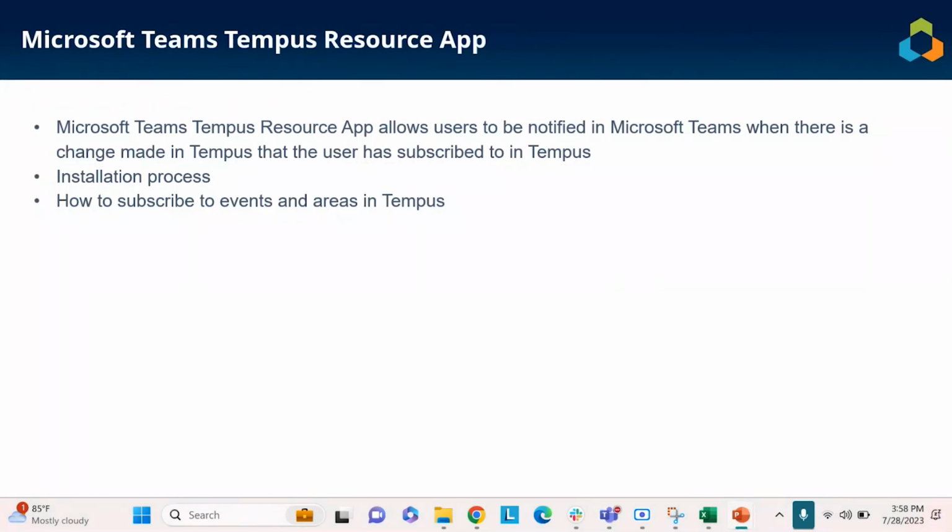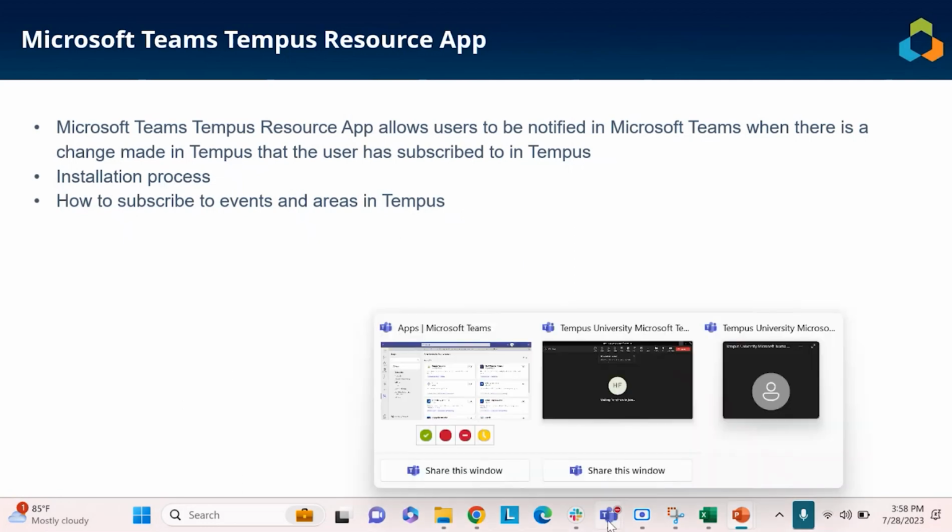And today we'll be talking about the Microsoft Teams Tempus resource app. This app will allow users to be notified in Microsoft Teams when there's a change made in Tempus and the user has subscribed to an area of Tempus that was changed. Today we'll be covering the installation process of how to get that application and then how to also subscribe to events and areas in Tempus.